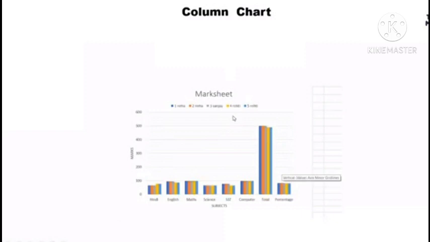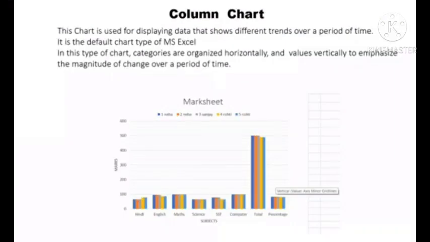Now let us see what is a column chart. This chart is used for displaying data that shows different trends over a period of time. It is a default chart type of MS Excel. In this type of chart, categories are organized horizontally and values vertically to emphasize the magnitude of change over a period of time. So over here now in this figure you can see that categories are organized horizontally and values are organized vertically.